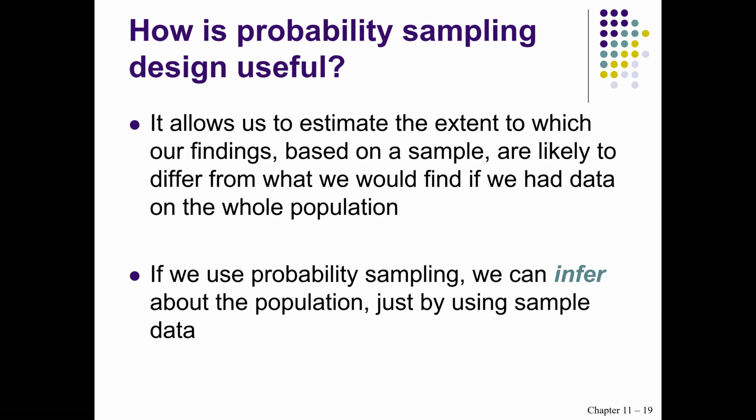So how is probability sampling useful to us? So probability samples allow us to estimate the extent to which our findings are going to differ from what we would find if we had data on the whole population. So probability samples will have the ability to calculate what's called a margin of error or a standard error, which tells you how much error you have built into your sample compared to the real true population. And so if we use a probability sample, we can infer, we can generalize about the population.